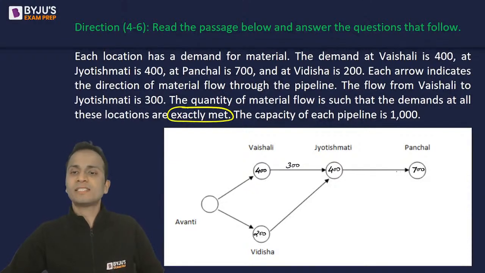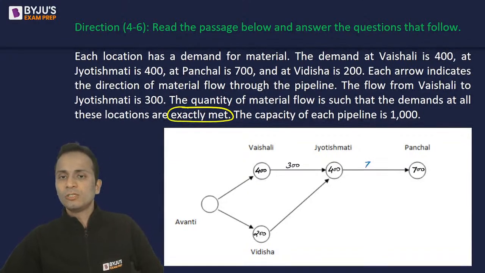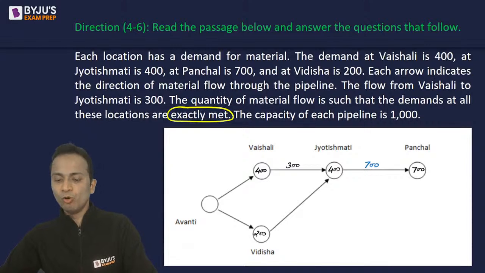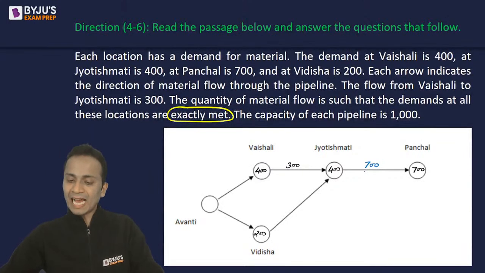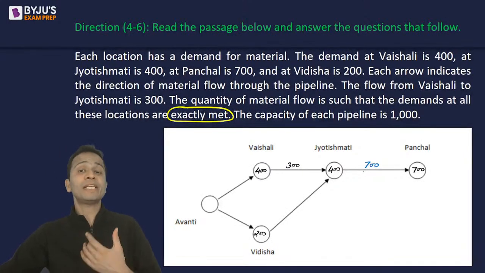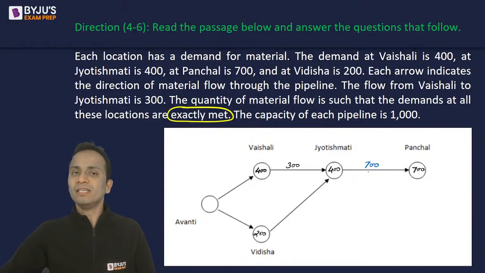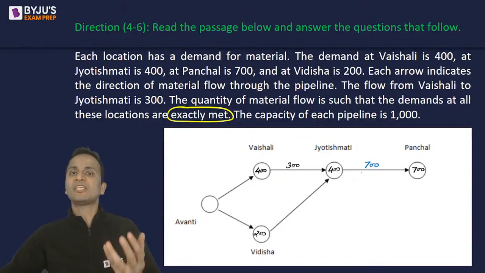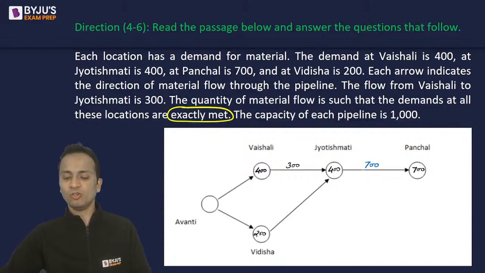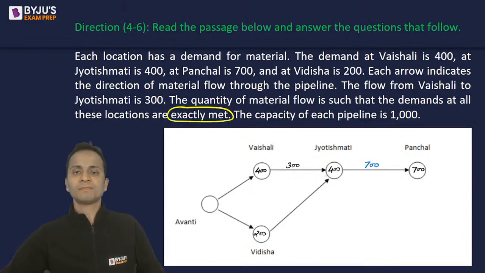Okay. Now, first of all, I'll start from Panchal. Panchal requires 700. So, the amount of petrol that will flow from this pipeline has to be 700 only. It cannot be more than 700. If it is more than 700, then the demand will not be exactly met. What does exactly met mean? There should not be extra, and it should not be less. Okay, so 700 liters will flow, right?